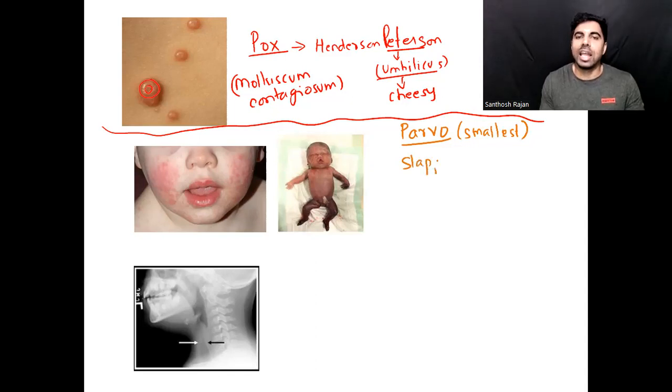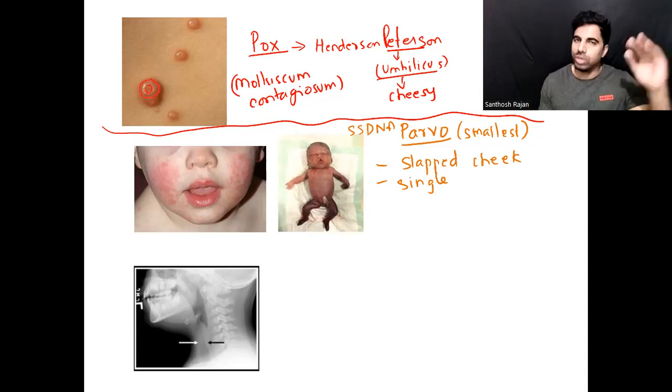The baby has slapped cheek, no? Slapped cheek appearance. How to remember? Pari is the smallest. She's single. It's a single-stranded DNA. So only single-stranded DNA, that's what, you know? Pari is single. Because of that she is frustrated, she is small. She's single and frustrated, so she slaps the child with five fingers. That means fifth day disease. It's also called fifth day disease or slapped cheek appearance.